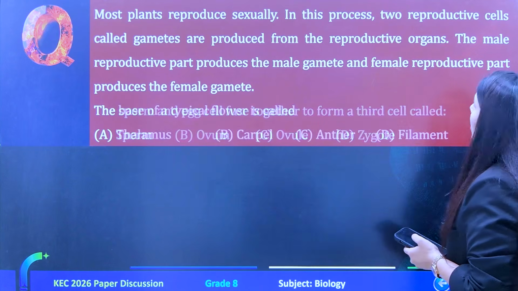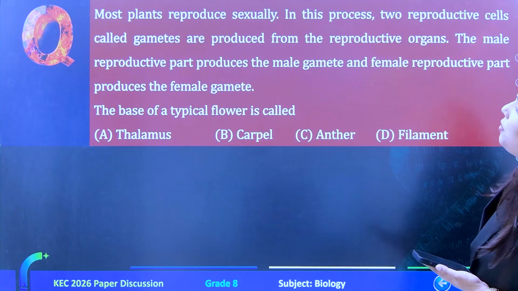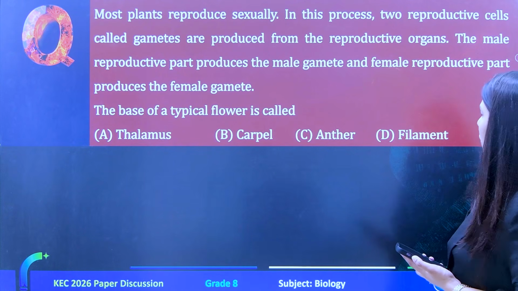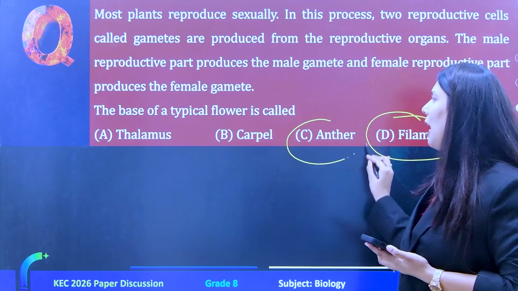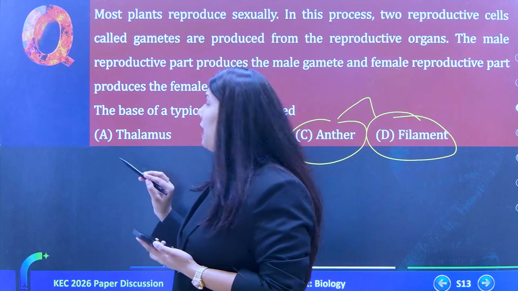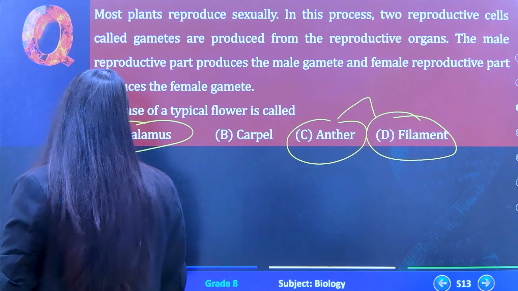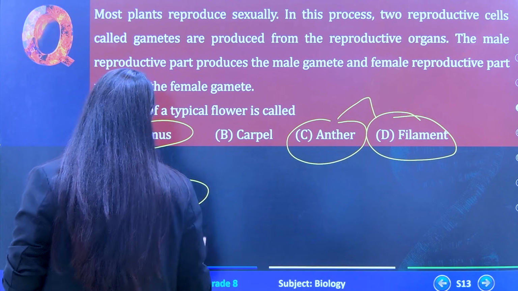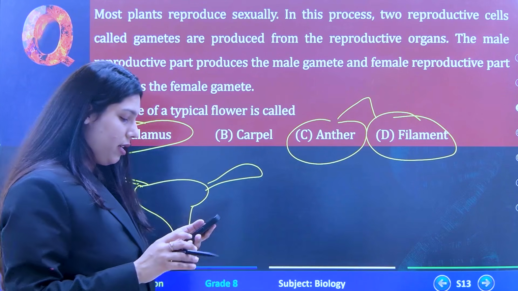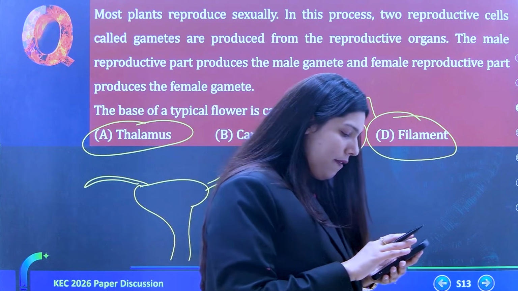Correct. Fine. The base of a typical flower. Base is what? Filament, it can be a base? Anther, it can be a base? No. They are the part of stamen. Carpel means what? Pistil. Female reproductive part. Thalamus. Thalamus serves as a base. And then we have what? We have sepals over it. Correct, everyone?